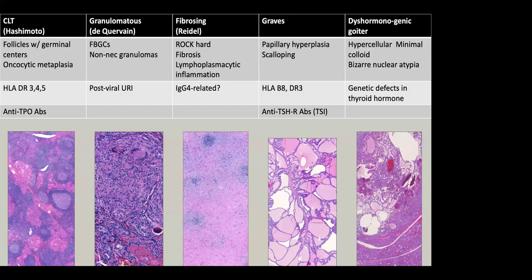And then on the right, dyshormonogenetic goiter, which is very rare, but it's related to genetic defects in thyroid hormone production or function. And you get these very cellular nodules within a very cellular background. Usually this presents in children.